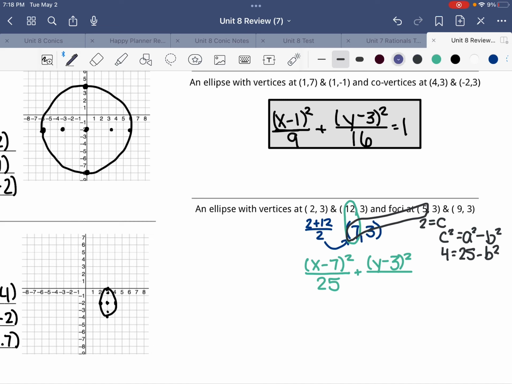You go ahead and subtract that 25 to the other side. And what do you know? Negative 16 equals negative b squared, or divide by negative 1, b squared equals 16, and that tells you what number goes underneath. And then this whole thing equals 1.